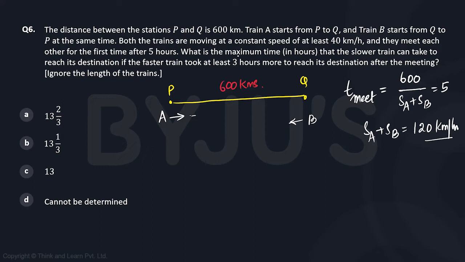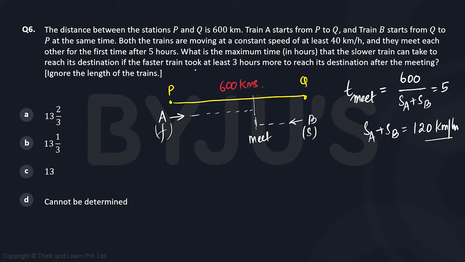Next, it asks what is the maximum time that the slower train can take to reach its destination if the faster train took at least 3 hours more to reach its destination after the meeting. Since we don't know which one is the faster train, let's assume that A is the faster train and B is the slower train. Now, A must have traveled for 5 hours, B must have traveled for 5 hours, and they must have met here, let's say.